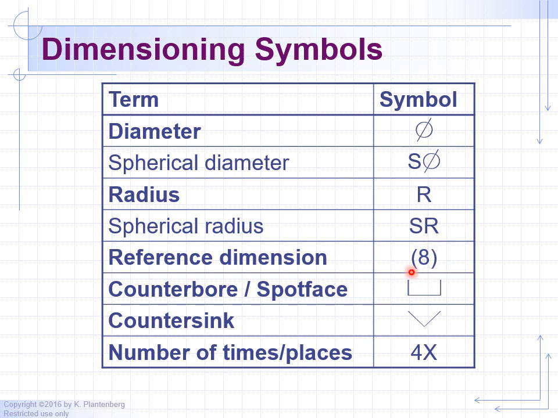We also have what is referred to as reference dimensions. Reference dimensions are just dimensions that are there to show you some information, and they're going to be shown in parentheses. Any dimension shown in parentheses is a reference dimension and should not be used for actually manufacturing the part. We talked a little bit about these counterbores and spot faces. This is a type of fastener mounting technique. This is the countersink symbol. Counterbore symbols and countersinks we'll talk about in more detail a little bit later.